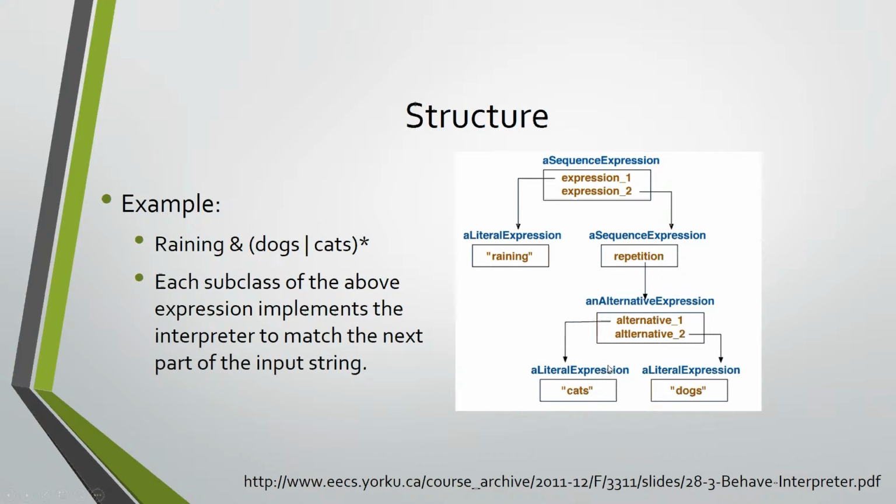And so when you go down the tree, you have a little bit of your recursion right here that produces two terminal nodes. You have cats or dogs. And this is a little bit about what the tree would look like if it were expanding. And each subclass of the above expression implements the interpreter to match the next part of the input string.